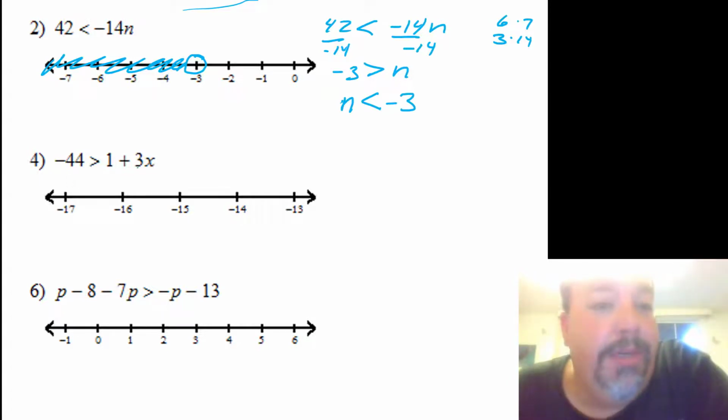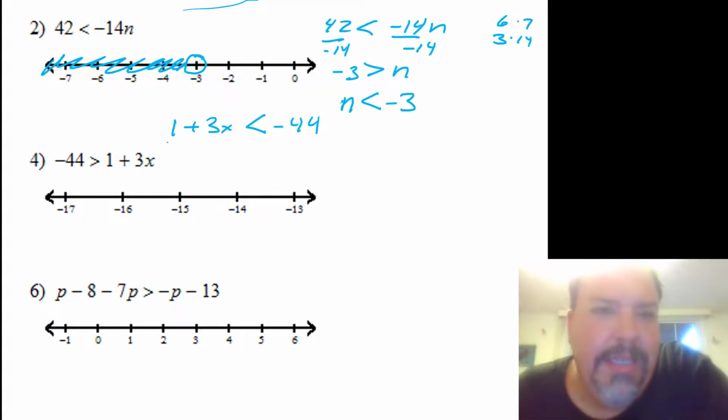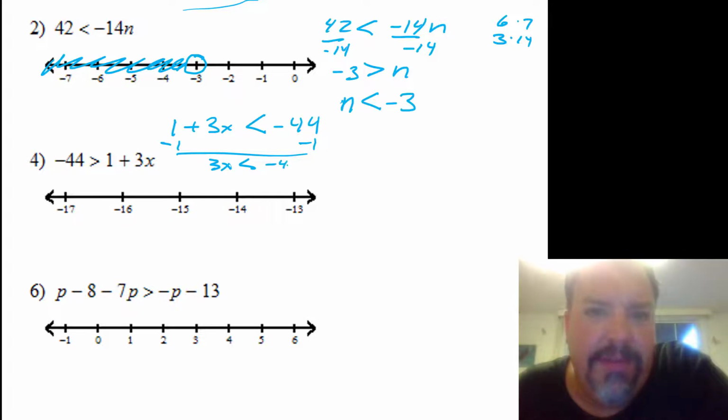And number 4, again, we've got the variable here on the right side. Now, similar to what we did above, but this time let's just switch the sides around right away. So we could flip these, and we could write this as 1 plus 3x is less than negative 44. So we could flip the sides first instead of doing it at the end. And then we could subtract 1, subtract 1. That gives us 3x is less than negative 45.